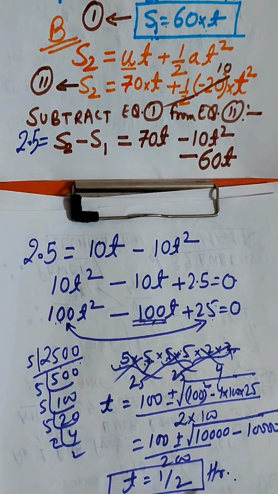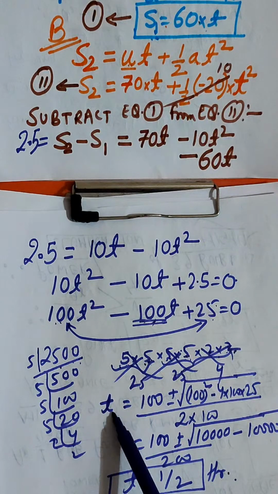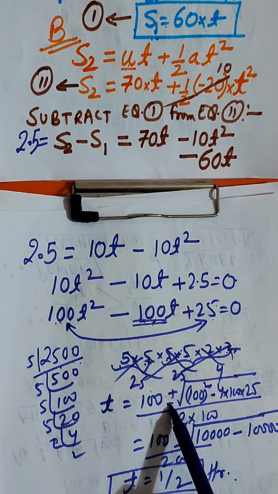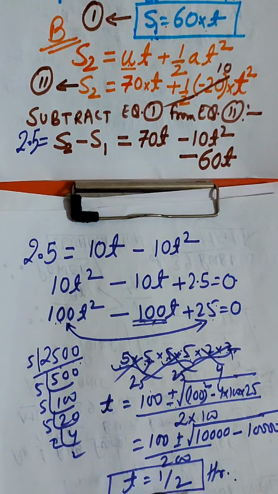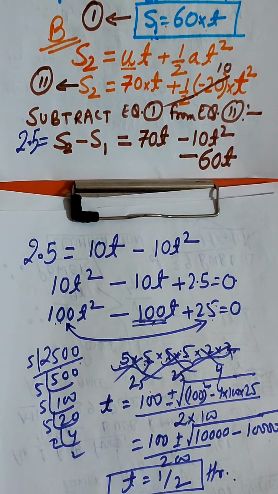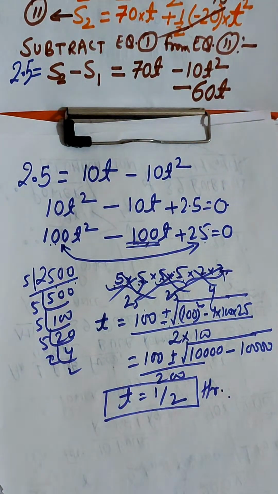We have just used the simple quadratic equation formula. Roots of the quadratic equation is just written by minus b plus minus root over discriminant by 2a. So this will give you t equal to 1 by 2 hour. So in 1 by 2 hour, that means in half hour, the car B will be catching A, right?